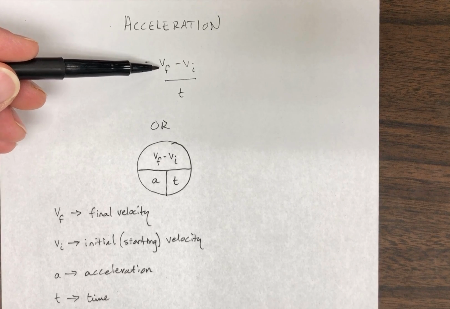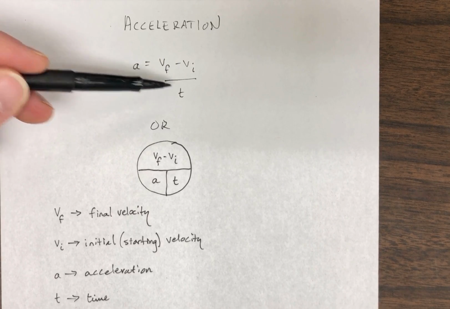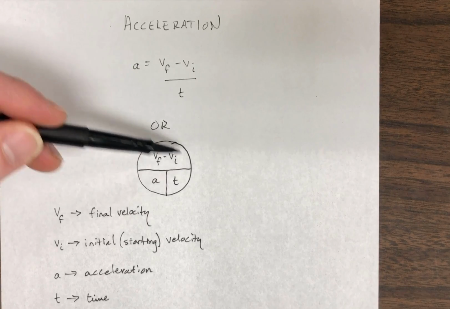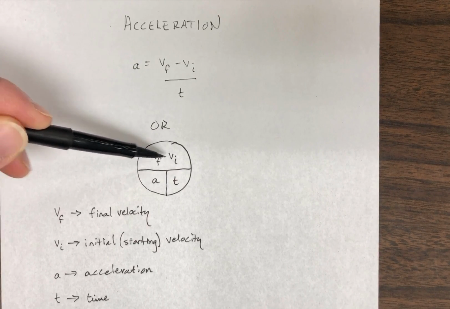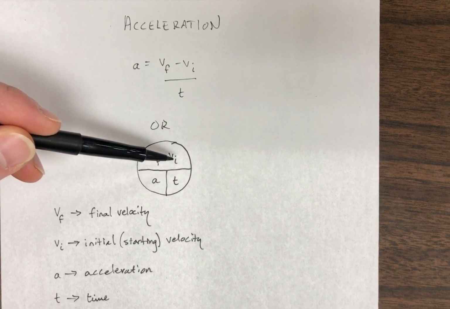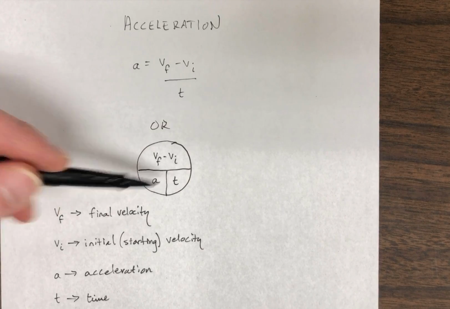Acceleration equals your final velocity minus your initial velocity divided by the time. Another way to write that is in one of our little circles here. In this case, the top half of that is two things. It's the final velocity minus the initial velocity, which is the change in velocity. And then we have acceleration and time.